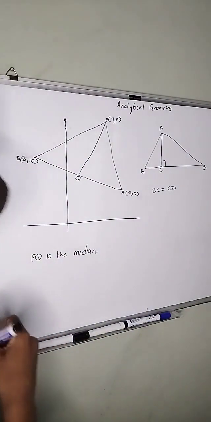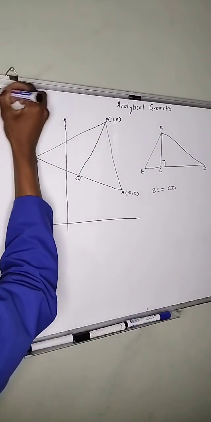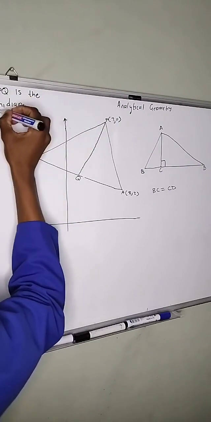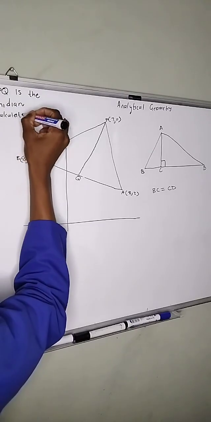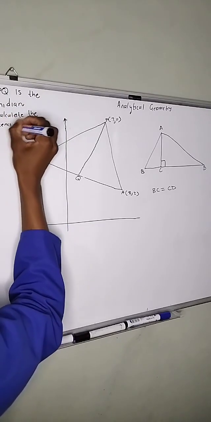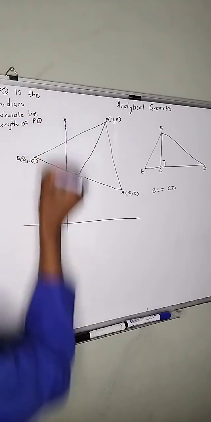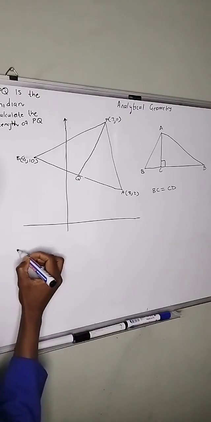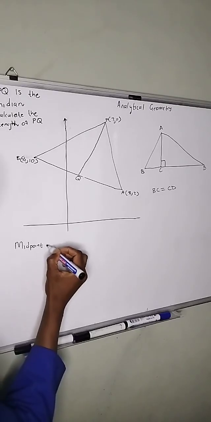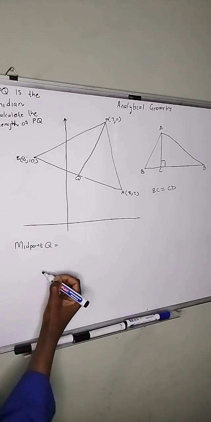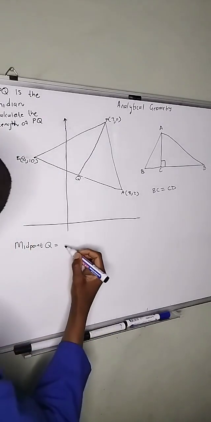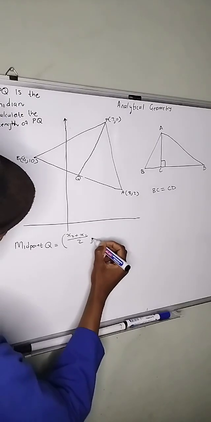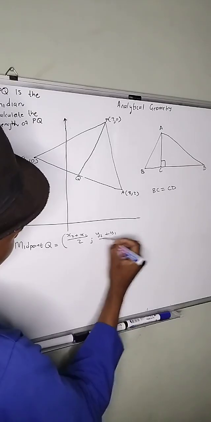Like they said, PQ is the median. They want us to calculate the length of PQ. So now let's see. We are going to start by saying the midpoint Q is going to be equal to what? Then we are going to say (x2 + x1)/2, (y2 + y1)/2.